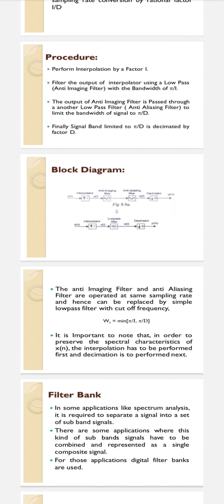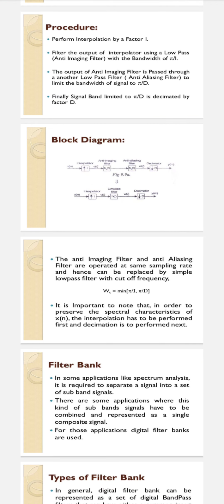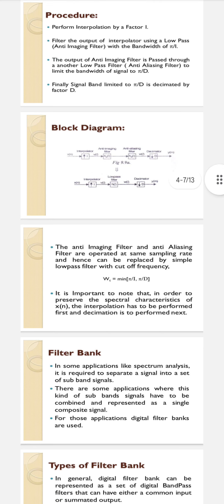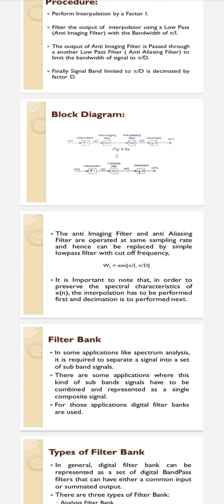First, perform interpolation by a factor I. Filter the output of the interpolator using a low pass filter with the bandwidth of pi by I. The output of the anti-imaging filter is passed through another low pass filter to limit the bandwidth of the signal to pi by D. Finally, the signal band limited to pi by D is decimated by factor D.